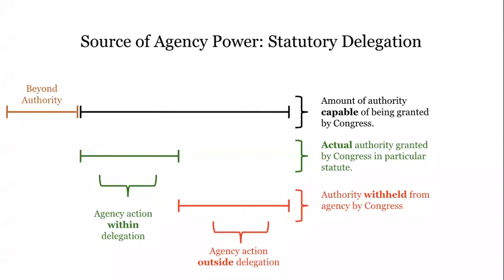And the question is, when they create the law and when they delegate the authority, how much authority do they delegate? They can never delegate more than the black line, that's for sure. They can't delegate more than that. And usually they delegate a lot less. So when we think about agency power via statutory delegation, we're trying to determine whether or not the agency is working in the area of green, the subset of power Congress delegated to that agency, or has stepped outside of that authority and is now living in the red?